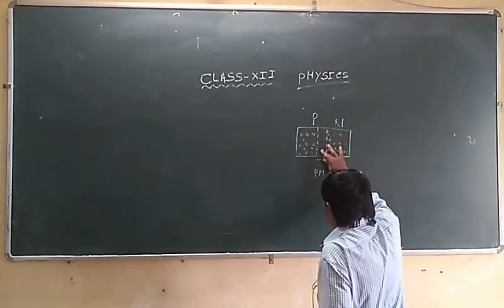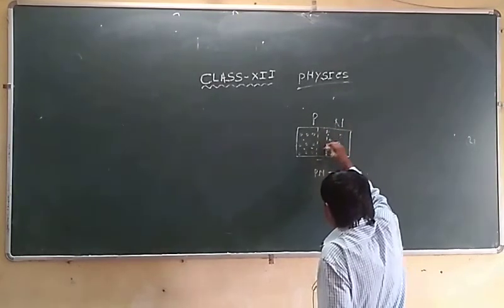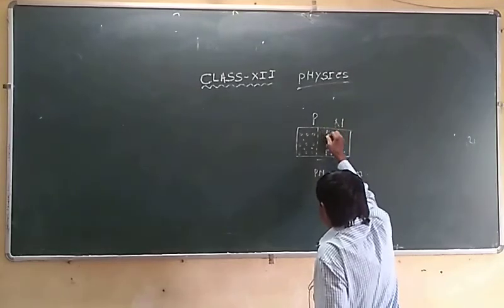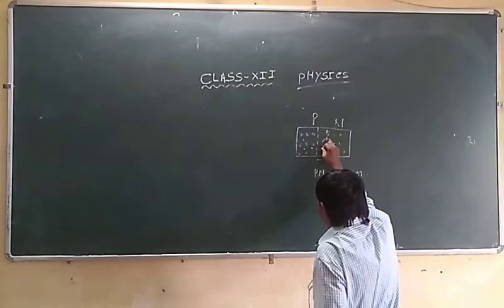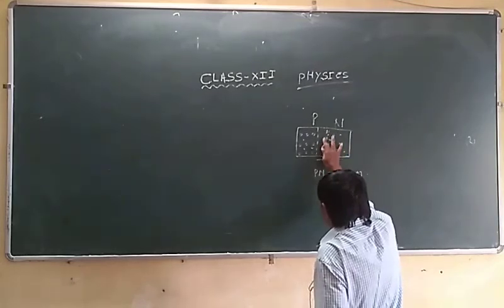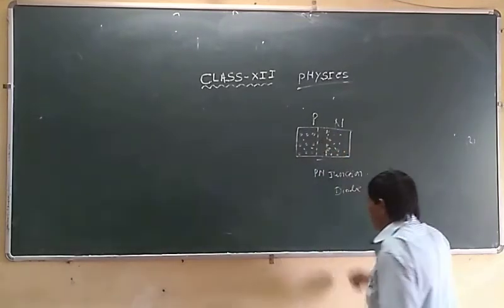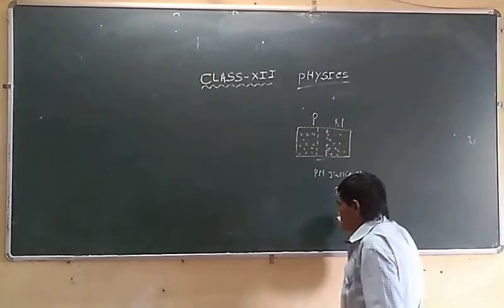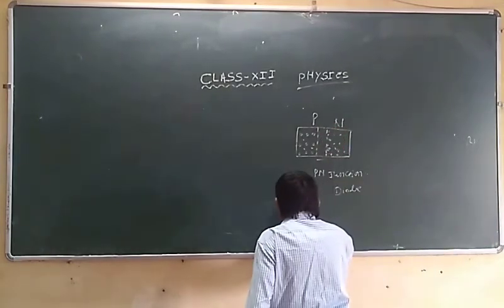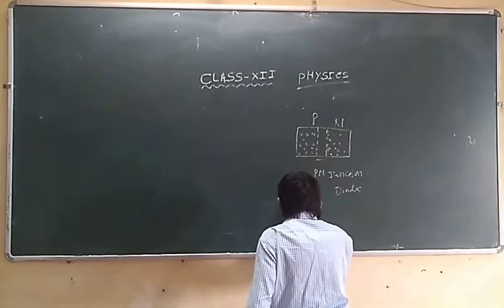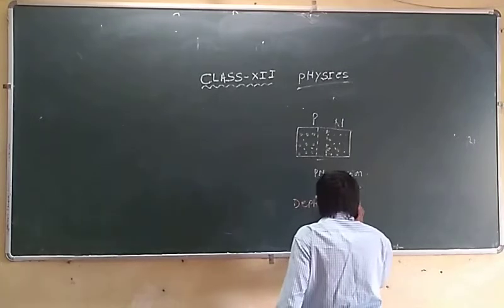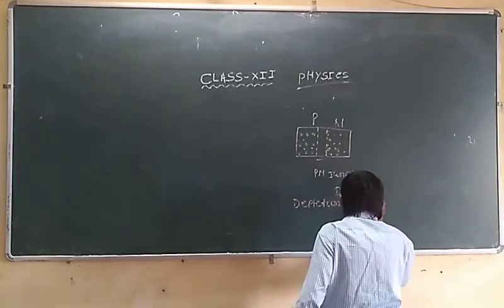But in this junction, the charge particles are depleted. Depleted means they are neutralized. So this layer is known as the depletion layer. So it creates a depletion layer.